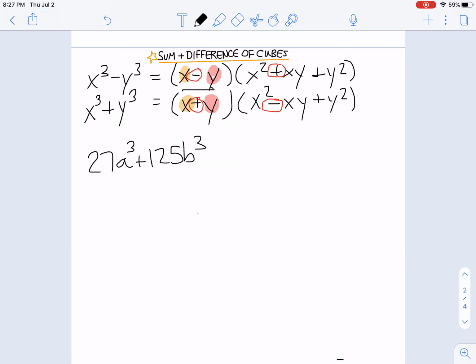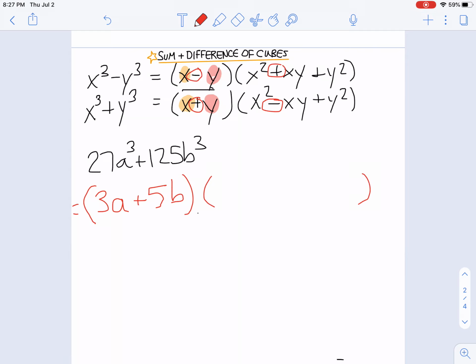So the cubed root of 27 is 3, because 3 times 3 times 3 is 27. And the cubed root of a cubed is just a. The cubed root of 125 is just 5, because 5 times 5 times 5, or 5 cubed, is 125. And the cubed root of b cubed is b. So we're just taking the cubed root of both of those terms, and we're keeping the sign the same.